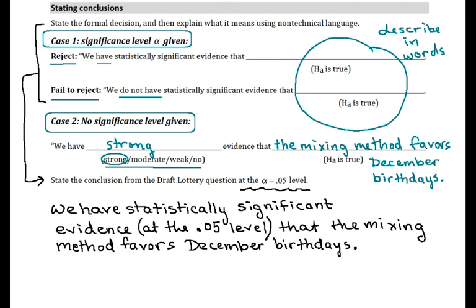Anytime that you are asked to state a conclusion using non-technical language, which you will be asked to do over and over again, you want to come back to this stating conclusions area in your notes right here and follow one of these models, depending on whether you were or were not given a significance level, and depending on whether you reject or fail to reject, if that is the case.